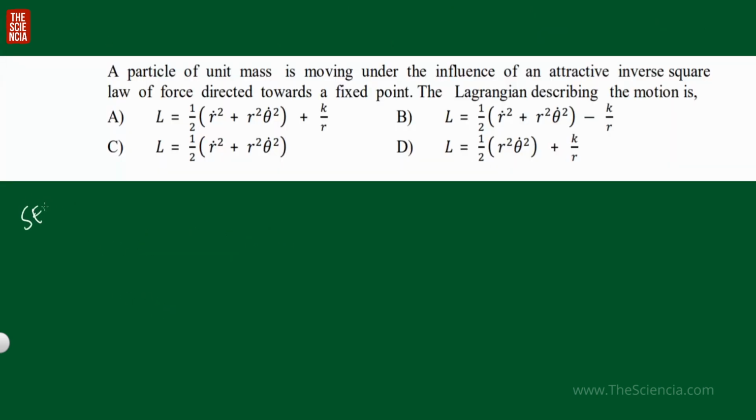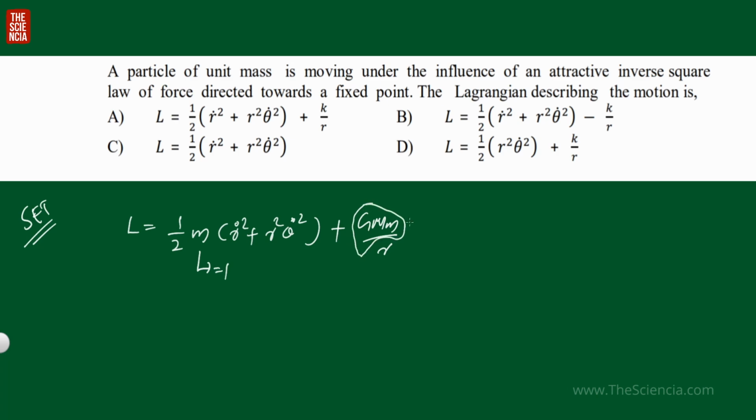This one is a previous SET question, and just now we derived the Lagrangian for a particle moving in a gravitational force, that is 1/2 m (r dot squared plus r squared theta dot squared) plus G M m by r. Here in this problem, the particle is of unit mass, that is m equal to 1, and G M m is called k. So what is the correct answer? Yeah, it is option A, right?